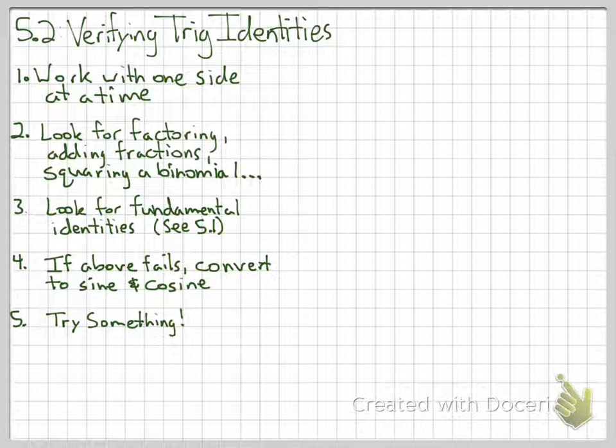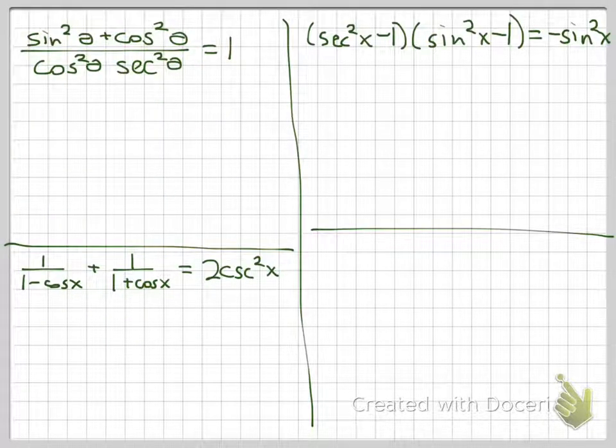Look for factoring, adding fractions, squaring a binomial, the algebra properties that we also saw in section 1. The fundamental identities listed on page 350, you should have those out as well because those will help you. If those don't work, we can always go back to converting to sine and cosine. The key thing is we just try something. Try to simplify and see if you can get in some direction. There may be multiple ways to solve the problem, and we just need to find some way to get to that solution.